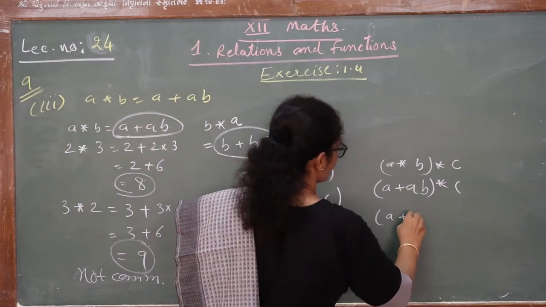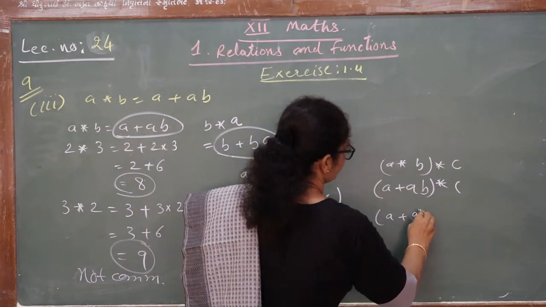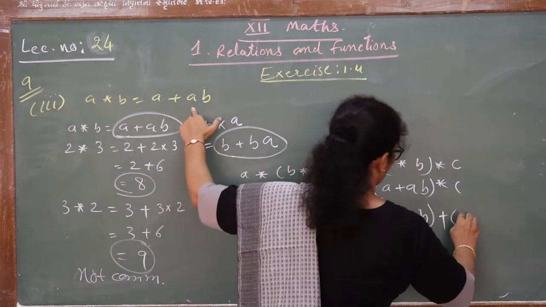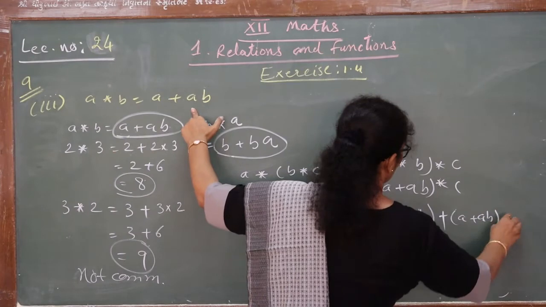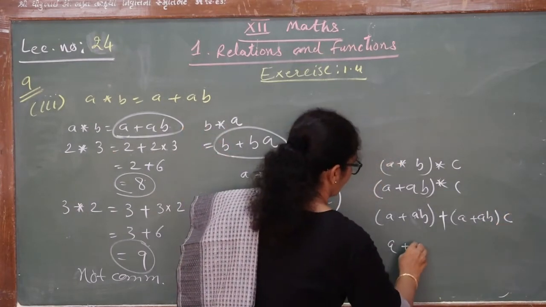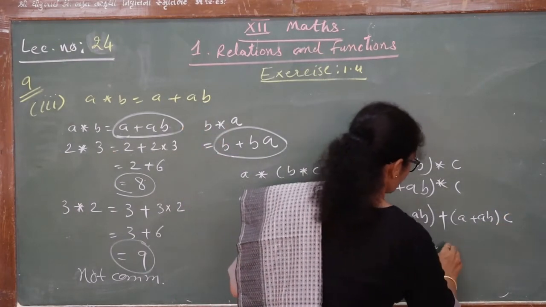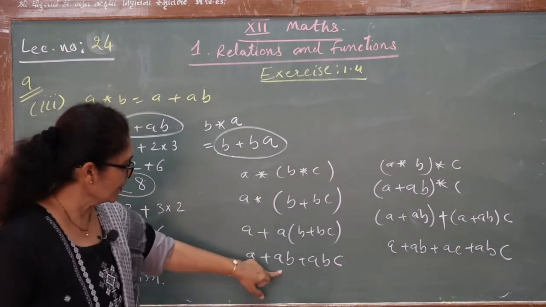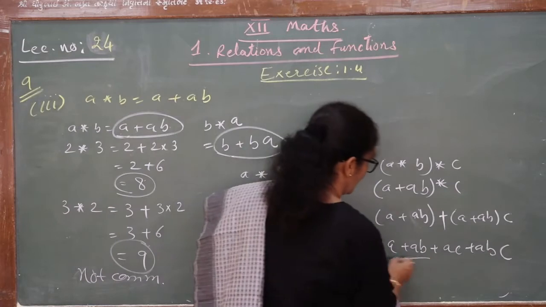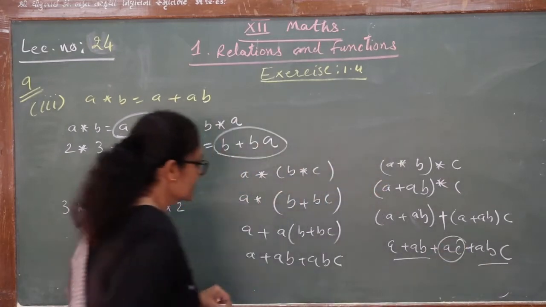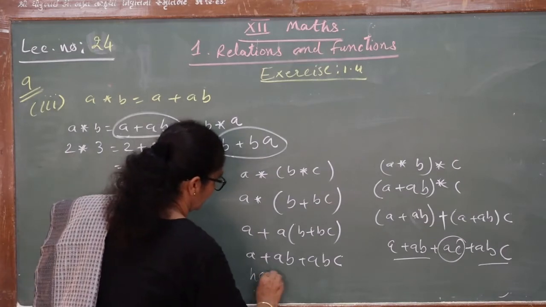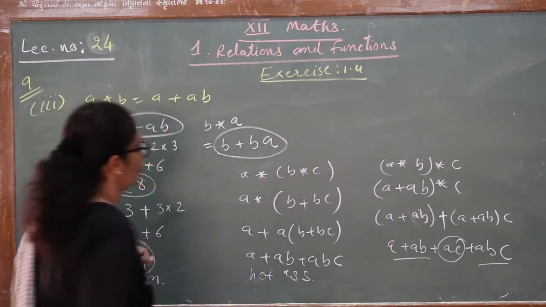What you can write? A plus AB, our result, and C as it is. Now A plus AB, plus first term as it is and then first and second, A plus AB into C. So what you get? A plus AB plus AC plus ABC. What is the meaning of A plus AB plus ABC? Here also A plus AB plus ABC, but AC is extra. So it is not associative. It is not commutative, not associative.